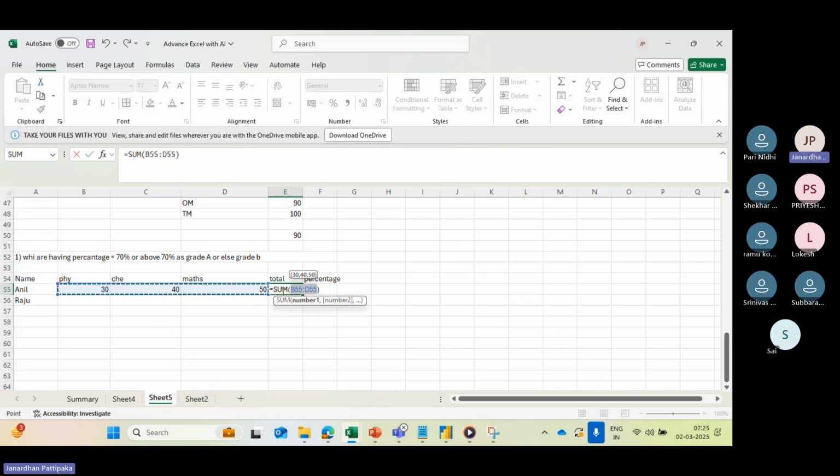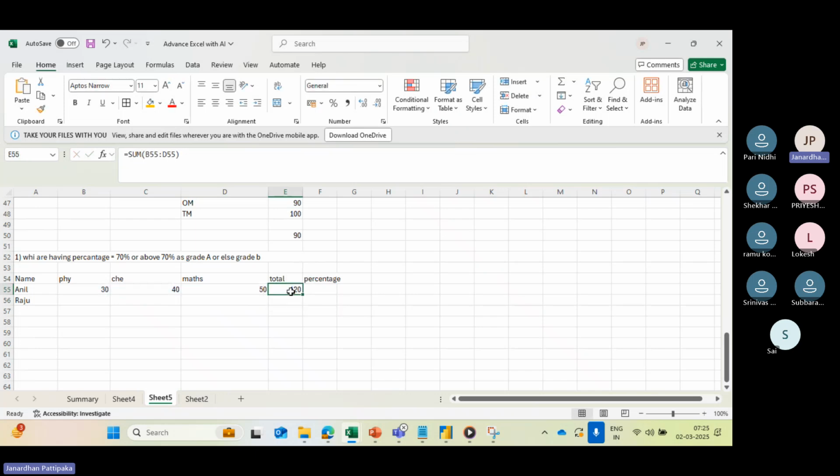Click on Alt equal to. Just keep the cursor there and click on Alt equal to, and directly you will get the sum. So the total is 120. Now I want to find the percentage.